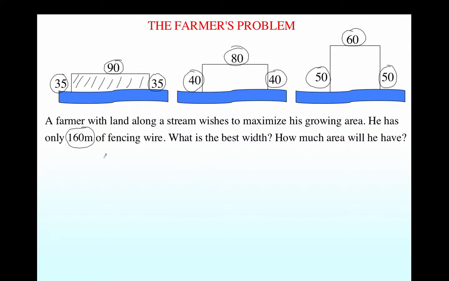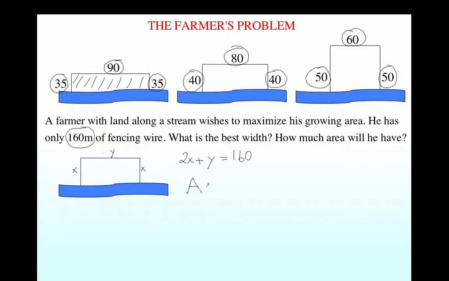So, here is a problem in which he has a constraint. Let's say that this length over here is x, this is x, call this y. In that case, we have the constraint that he's got only 160 meters of fencing wire. So 2x plus y has to be 160. The area that he can grow is, of course, this length times this length, x times y.